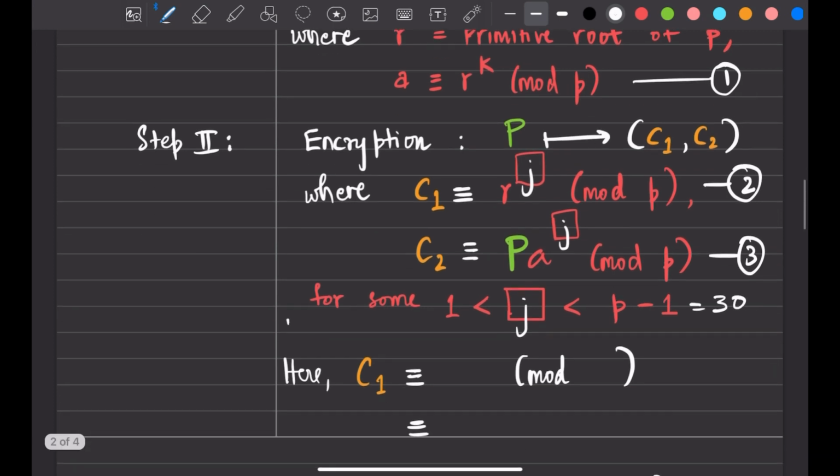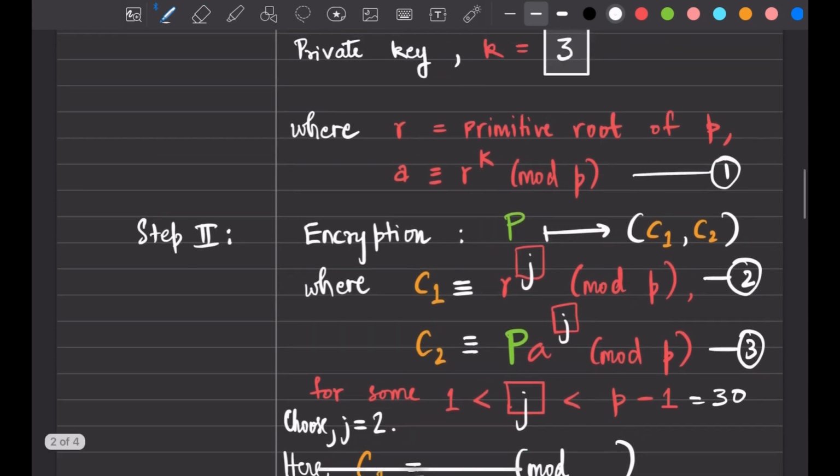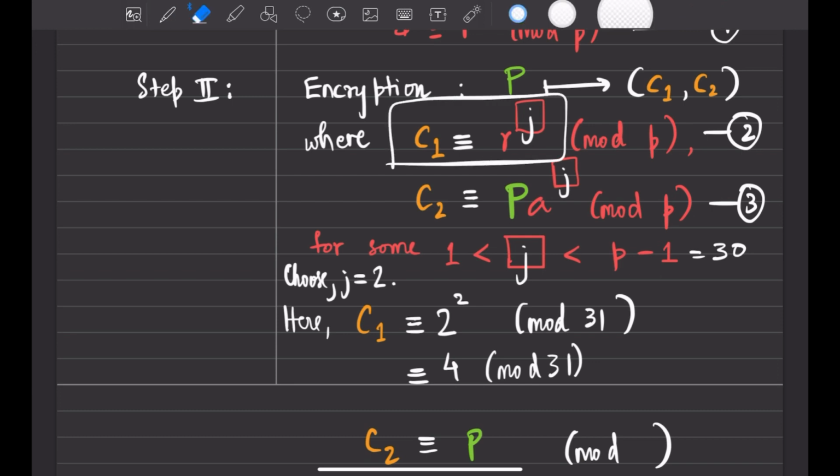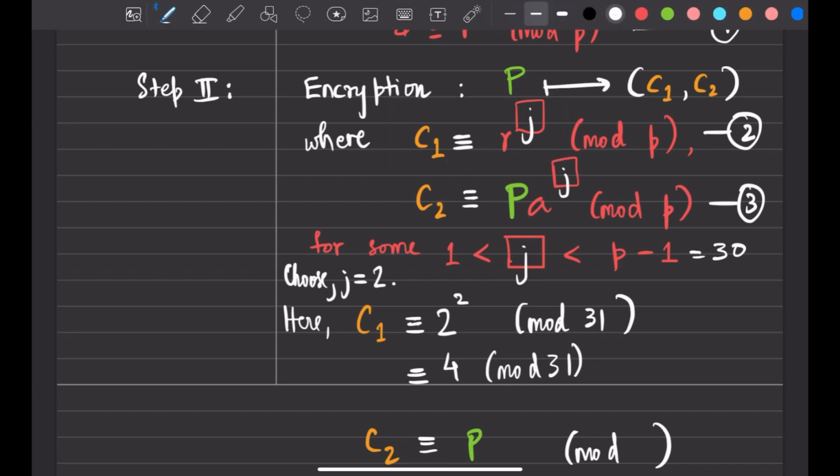So let's choose our J to be 2 for simplicity, and let's calculate our C1. C1 here is going to be R raised to J. R in our case is 2, so it's 2 raised to 2, which is 4 modulo 31. Let's remember this. C1 is always going to be constant for every plain text because the formula doesn't depend on the plain text.